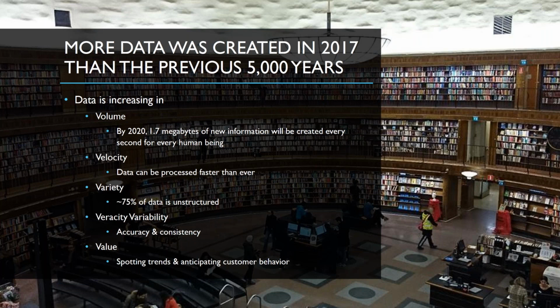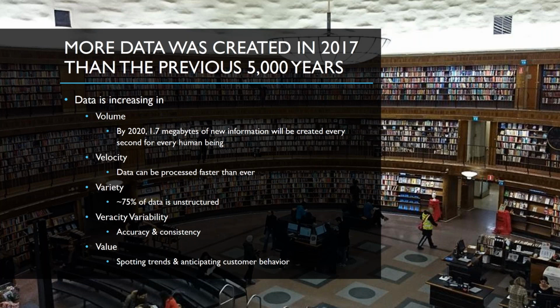You've heard the 3 V's. Some people now say it's the 4 V's or the 5 V's. But basically, by 2020, which is just 2 years away, 1.7 megs of information will be created every second for every human being on the planet. That's a lot of data. Also, data can now be processed at a faster rate than ever before. It can also be created at a faster rate than ever before.